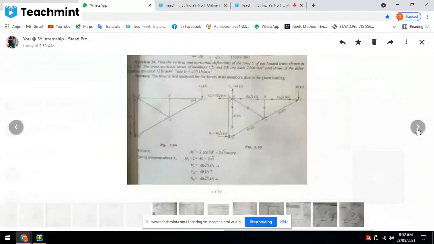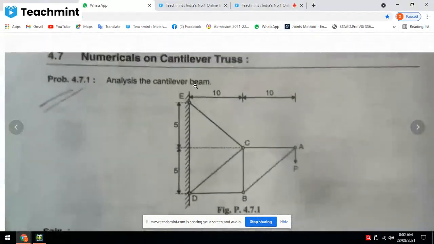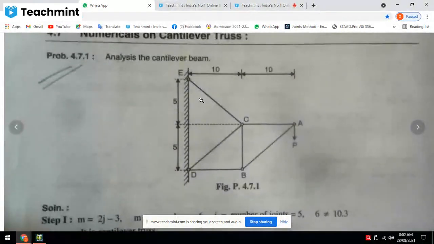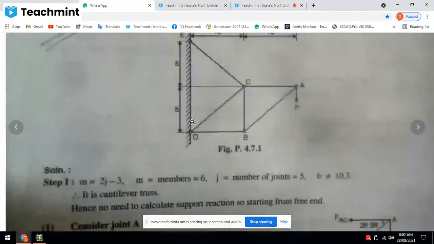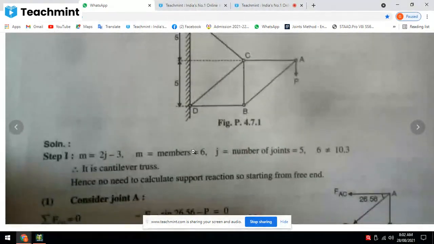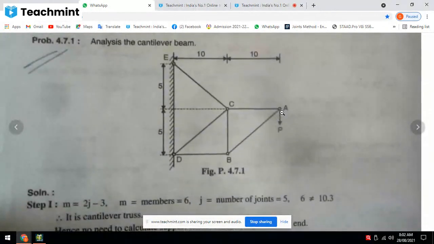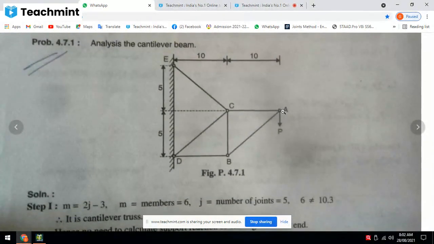Okay, if you see this truss, this is a completely fixed support at one end. It is fixed in the wall. This truss is fixed in the wall, that is the fixed support at this end, that is E and D. But we always start from the free end in a cantilever truss. In a cantilever truss, we always have to start from the free end.